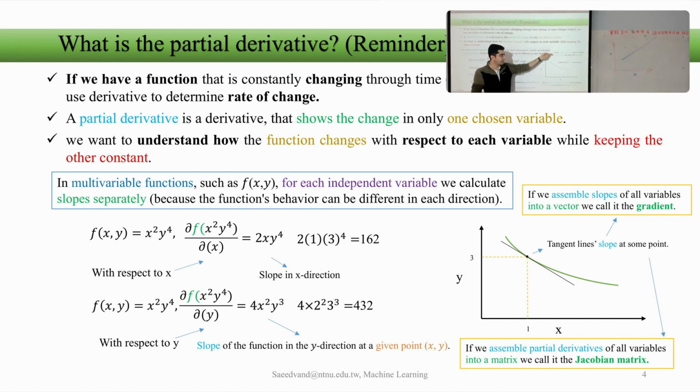Now we say, if we assemble all the partial derivatives of all the variables, then we call it the Jacobian matrix. So if I do partial derivatives of this function for both of them and pack it as one, we call it the gradient. And if we do it for all the possibilities, then we can call it the Jacobian matrix. So far, this is math. The Jacobian matrix we are not going to use now. We use it in some other cases.